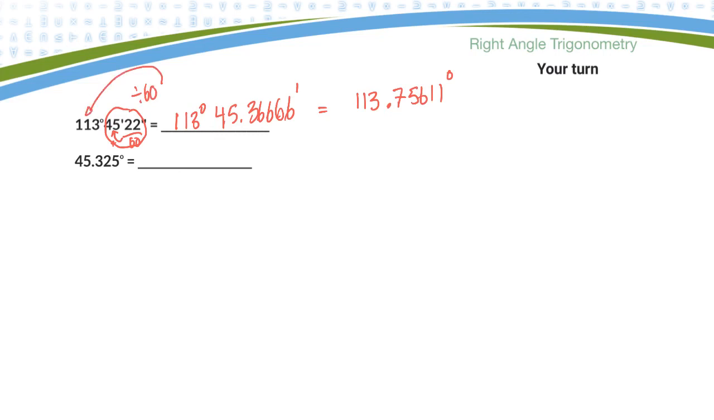And then to go the other way, you just go backwards. So this would be 45 degrees, and I'm going to take the 0.325 times it by 60, gives me 19.5. So it'll be 19 minutes, and then I take the 0.5 and times it by 60, and I get 30 seconds. So this is decimal degrees, this is degree minute second.